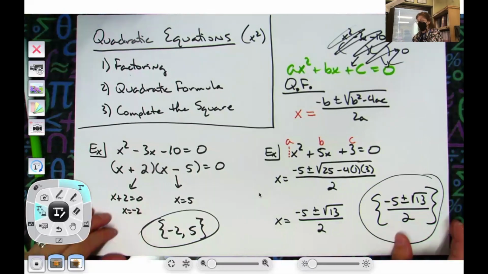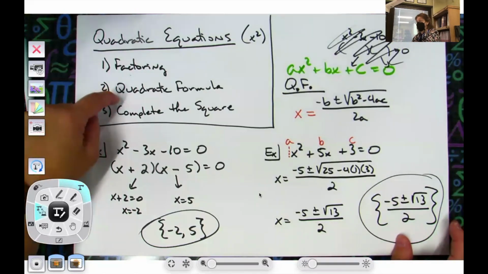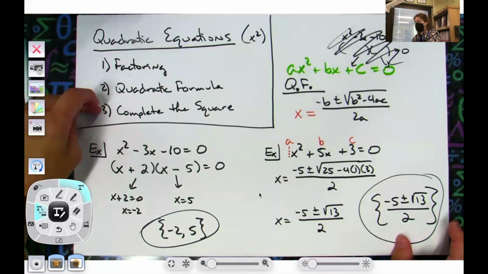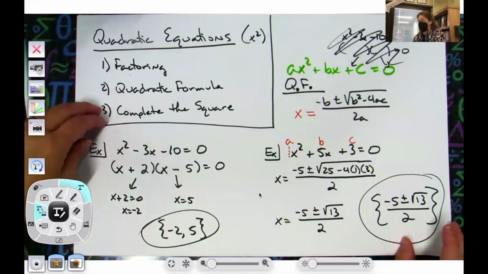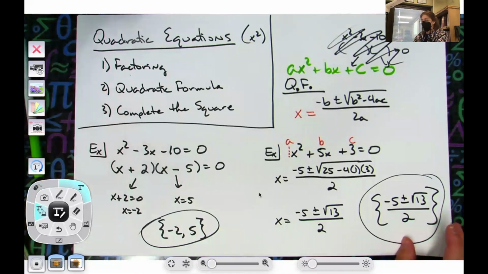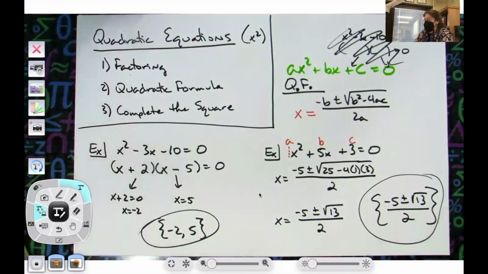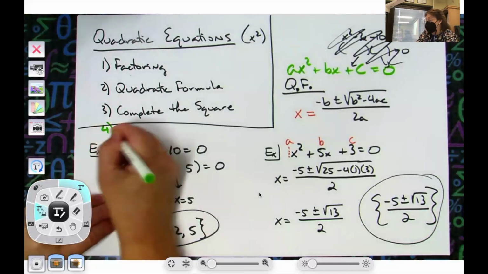Okay, so actually, I didn't list all of them here. Can you think of another one? Because I just thought of another one. What if you had a really simple quadratic equation? A really super duper simple one. Do you remember one called the square root property?